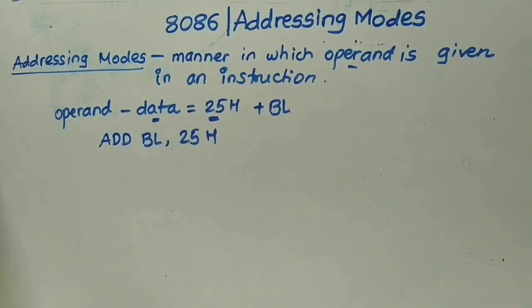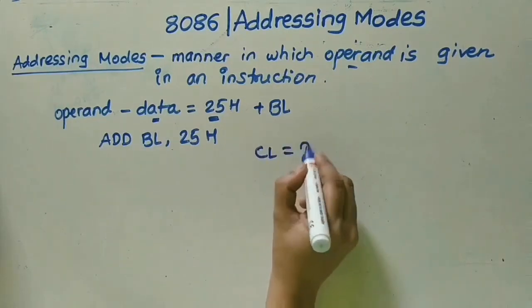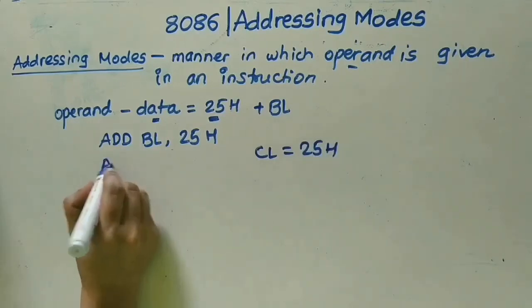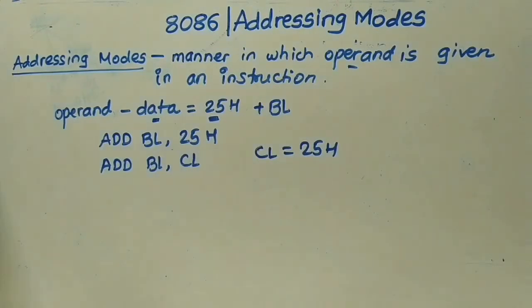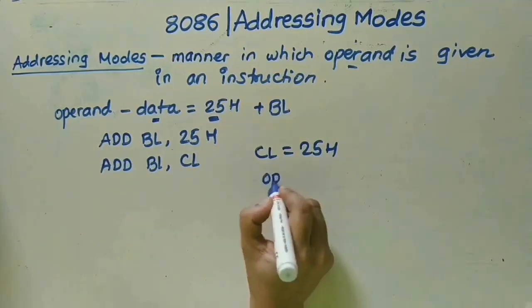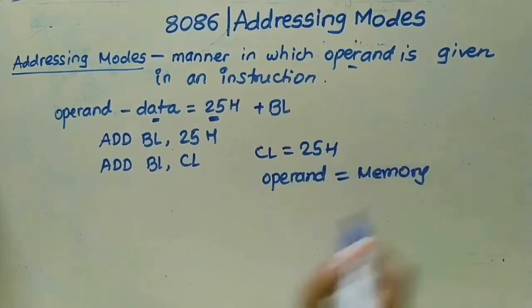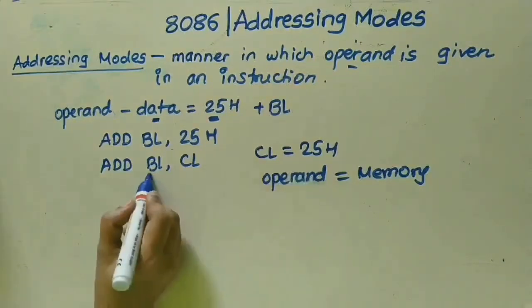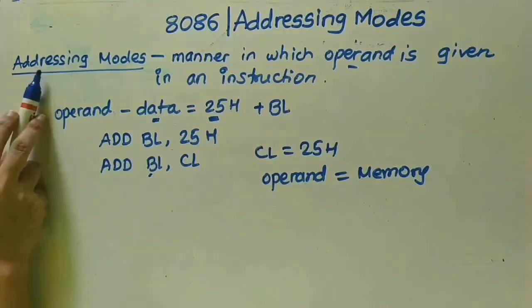For example, we can simply add the contents of the BL register with this operand 25H, or we can store this 25H into another register, suppose CL, and then add the contents of the BL register with the CL register, or we can store the operand in memory, and then through that memory add the operand with the BL register. So these are the ways by which we specify the operand in the instruction. These are nothing but the addressing modes.